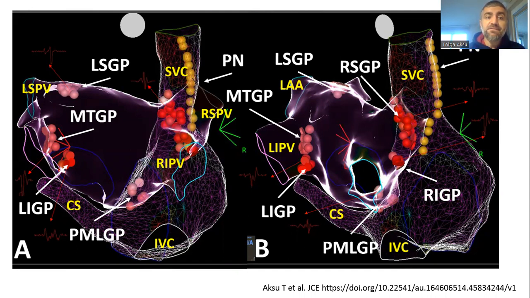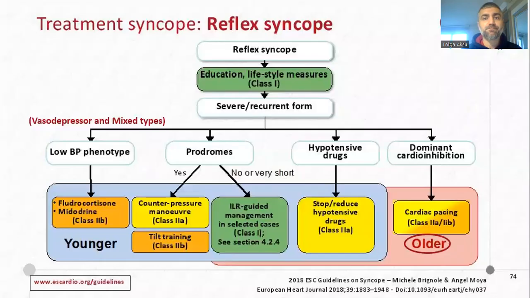The other one is the left inferior GP, located in the posterior wall of the left inferior pulmonary vein ostium. The other one is the left superior GP, located between the left superior pulmonary vein and the left atrial appendage in the roof area. And the last one is the posterior medial left atrial GP, located around the coronary sinus ostium, and it is very important for vagal innervation of the AV node.